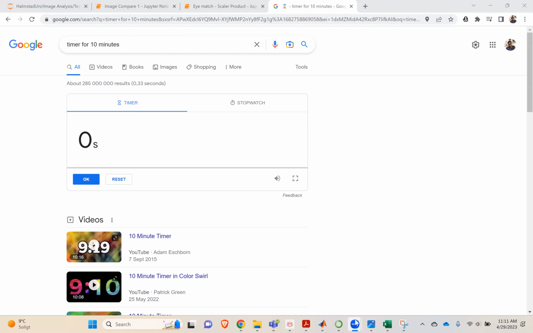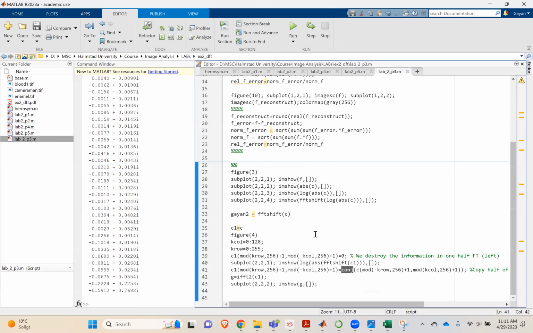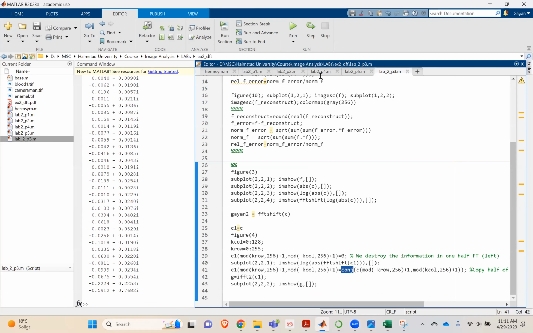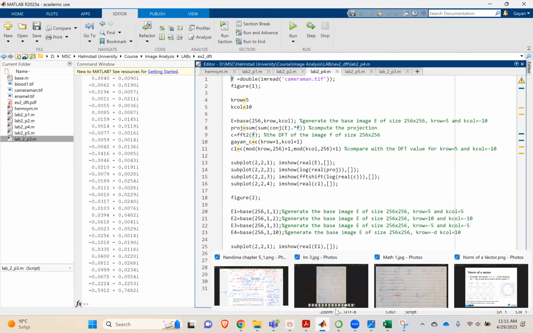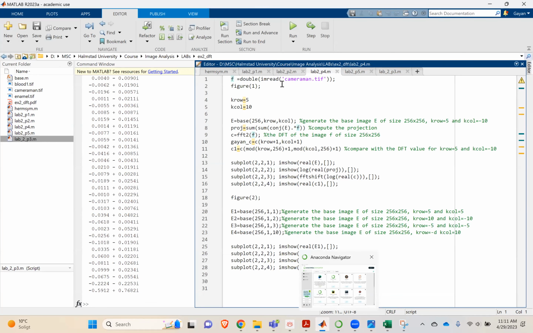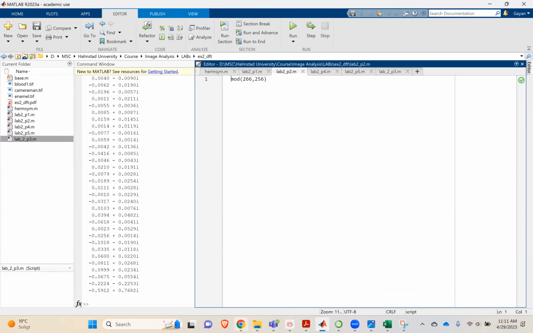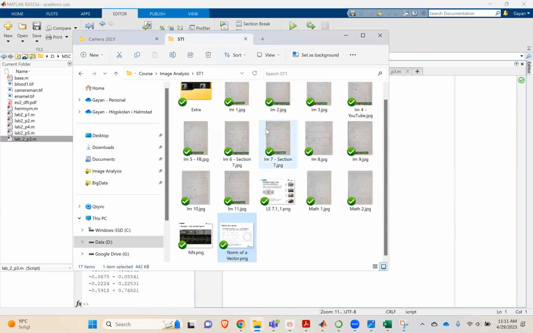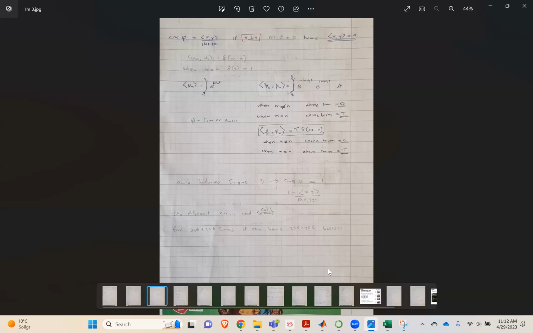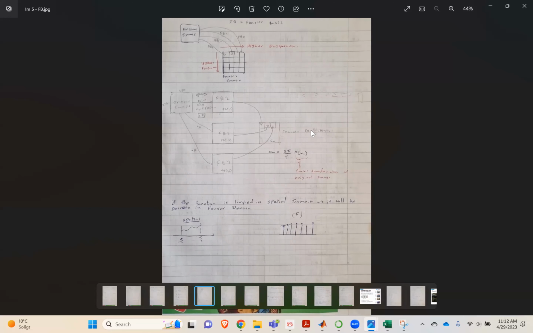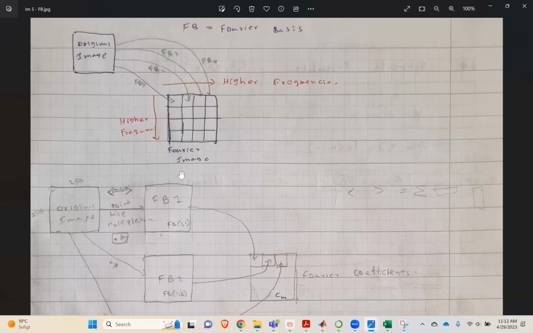Okay. So I will take the Fourier bases. The second part is now we need to explain the Fourier bases. So this is how you construct the Fourier image.